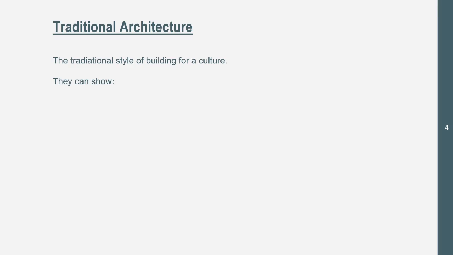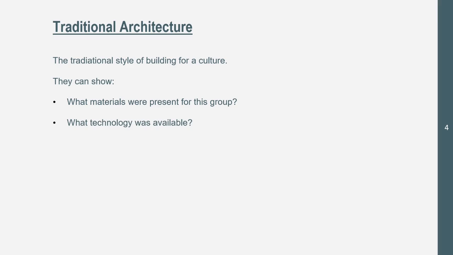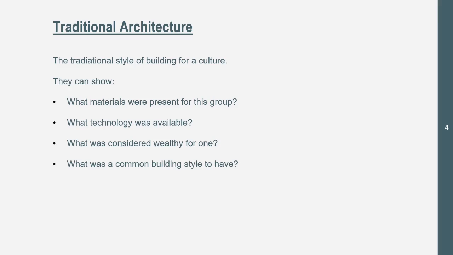Now let's get into traditional architecture, which is the traditional style of building for a culture, which could be the prelude to a type of architecture. They can show what materials were present for this group, what technology was available, what was considered wealthy. So what material was wealthy, what material wasn't, what were common building styles to have. That's all shown through traditional architecture. Traditional architecture is still being made for some cultures, because some cultures were just formed. So there will never be no traditional architecture. When we get into housing styles, we'll see traditional architecture with our housing plans.